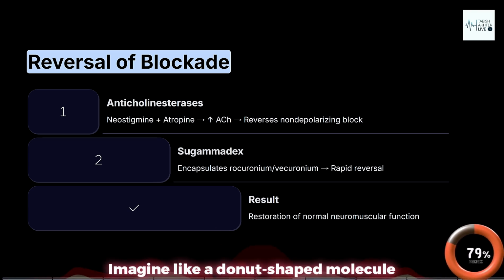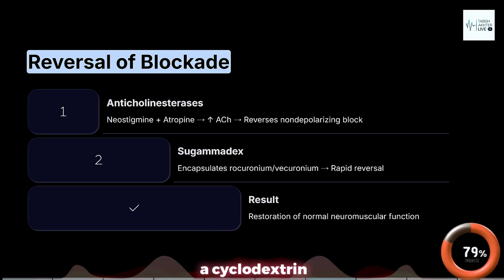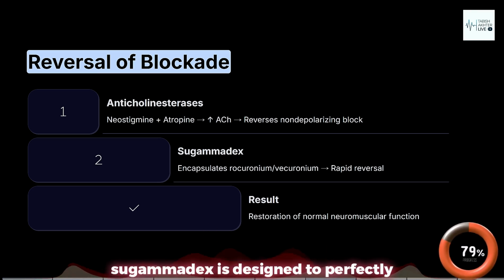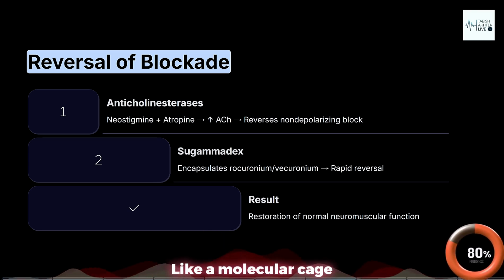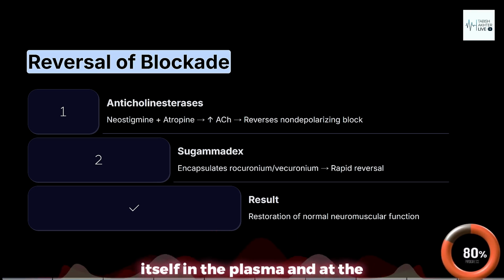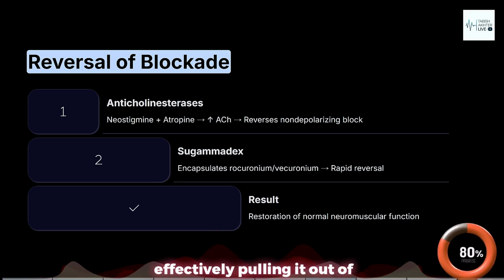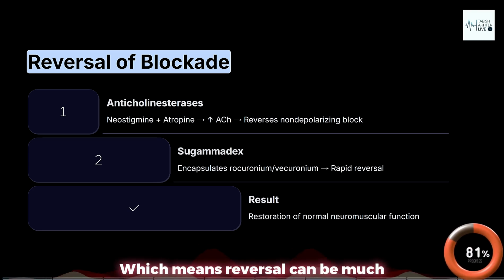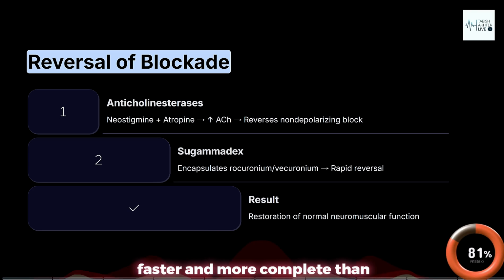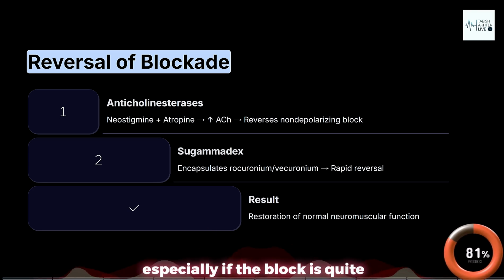Imagine a donut-shaped molecule, a cyclodextrin. Sugammadex is designed to perfectly encapsulate or trap molecules of rocuronium or vecuronium. Like a molecular cage. Exactly. It binds directly to the relaxant drug itself in the plasma and at the NMJ, effectively pulling it out of action. It just mops it up, pretty much. Which means reversal can be much faster and more complete than with neostigmine, especially if the block is quite deep.